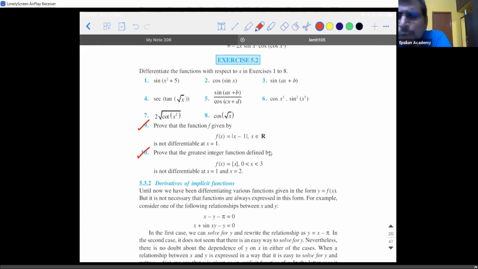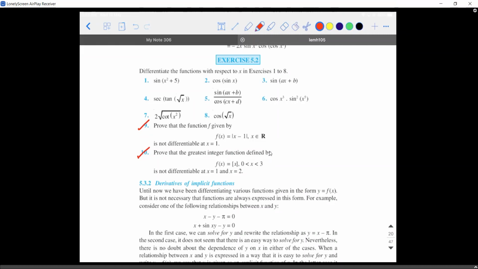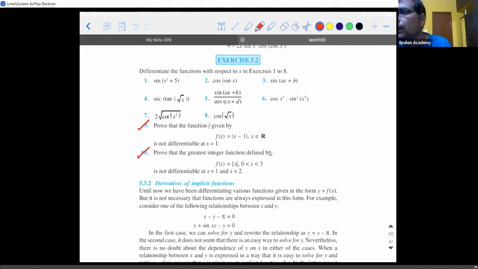You can actually do it in one step. What are you going to say? Since the greatest integer function is not continuous at the integer values, is it continuous? It is not. Since the greatest integer function is discontinuous at the integer values, it is not differentiable at the integer values. That's it. It's a 1 mark question.